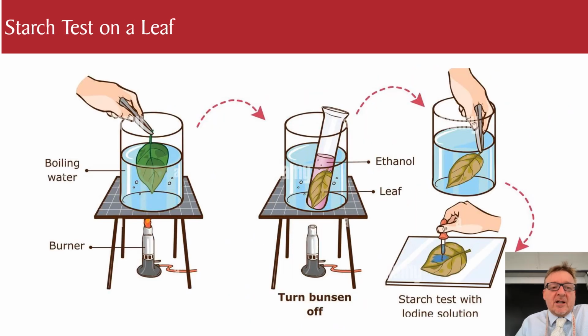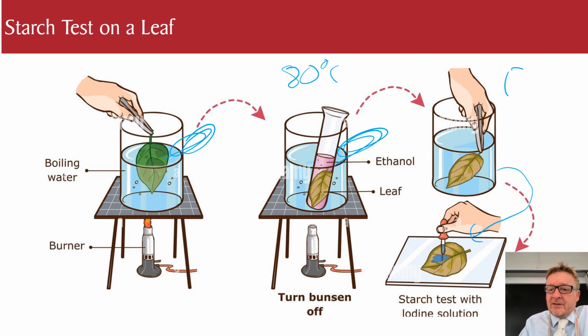Now, a starch test for a leaf. We've got little processes here. You put a leaf into boiling water, which breaks down the cells. Then you put it into a boiling tube of ethanol, which goes into the boiling water, and because ethanol boils at 80 degrees C, it boils with the leaf itself. Take the leaf out, wash it. So you've broken down the cells and taken out the chloroplasts and the chlorophyll, so it's a horrible mucky brown colour. Add iodine to it, and if it goes black, that means there's starch present.